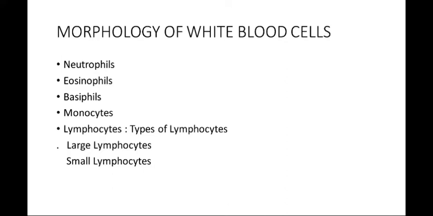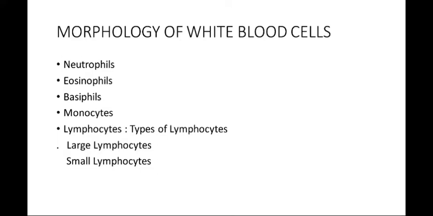Neutrophils, which are also known as polymorphs. They have fine or small granules in the cytoplasm. The granules take acidic and basic stains. When stained with Leishman stain, the granules appear violet in color.